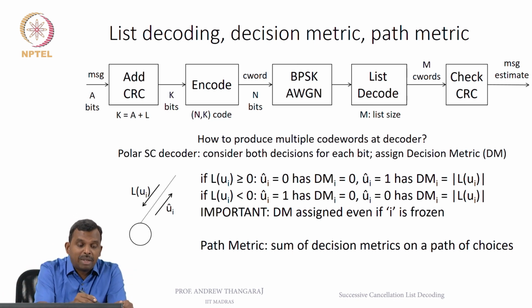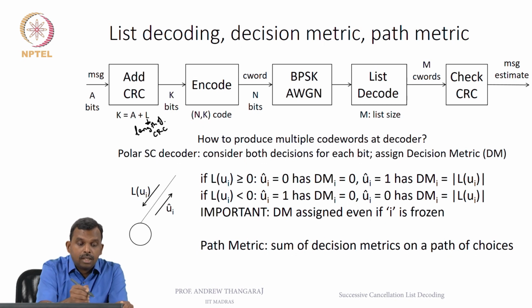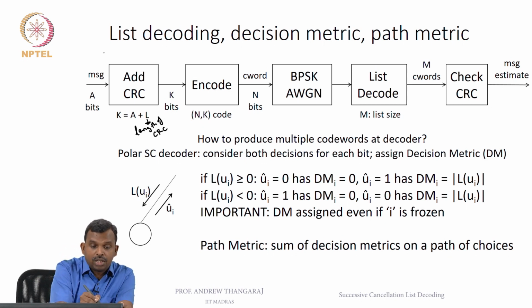Okay, so you have a message which is A bits. Okay, and the first step is to add CRC. This L is the length of the CRC bits. So the way it will happen is you have the message, which is A bits, and to which the CRC will be added, and this will be L bits.